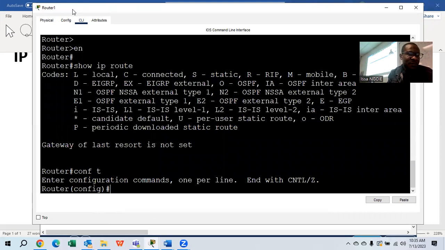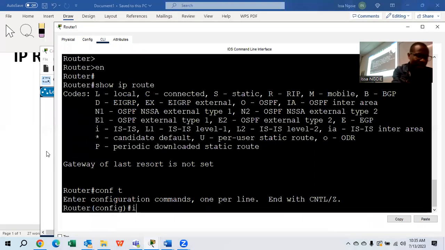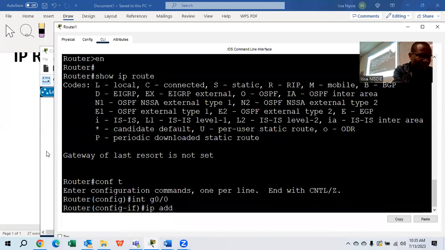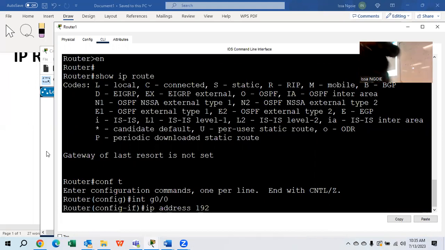Wrong mode, maybe. Interface 0/0. This is where you must use the "do". Show it when you are in privilege mode.